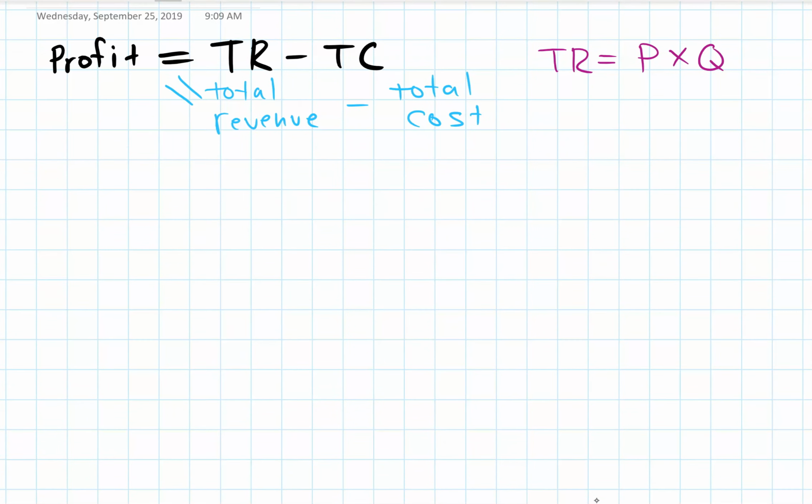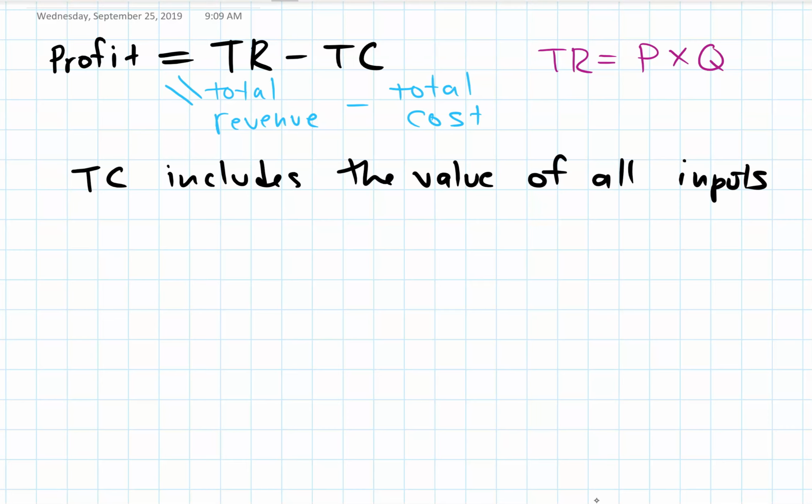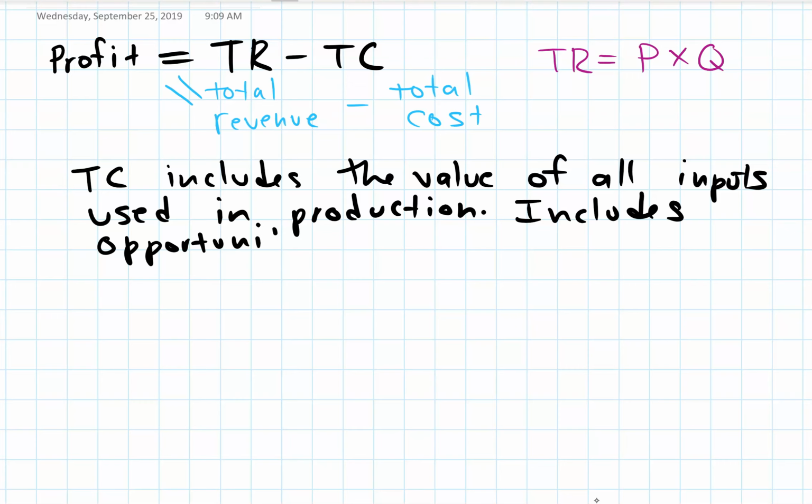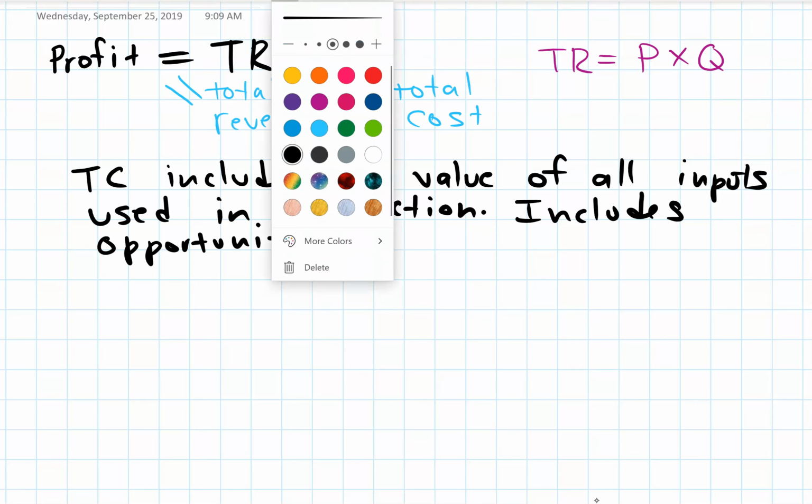That's our total revenue. Now we're going to talk a little bit about total cost. Total cost includes the value of all inputs used in production, and for economics, it includes opportunity cost. In this video, we're just going to walk through this idea briefly, and then we'll get into some of the more technical parts in a future video.